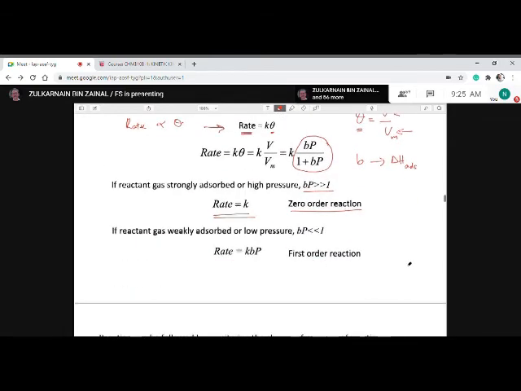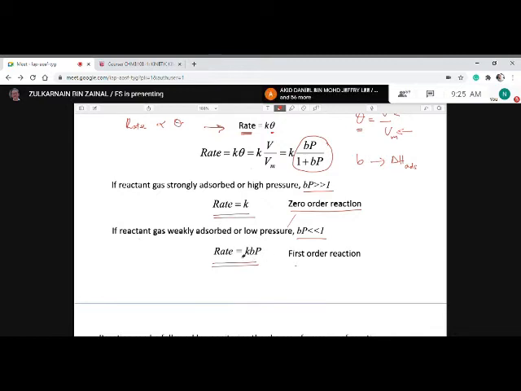And if the reactant is weakly adsorbed on the surface, especially when the pressure is low, meaning Bp is low, then Bp plus 1 is only 1, so R is KBP. Bp plus 1 is 1 because P is low, B times P is very low, so 1 plus Bp is basically 1. All right, so then rate is KBP.